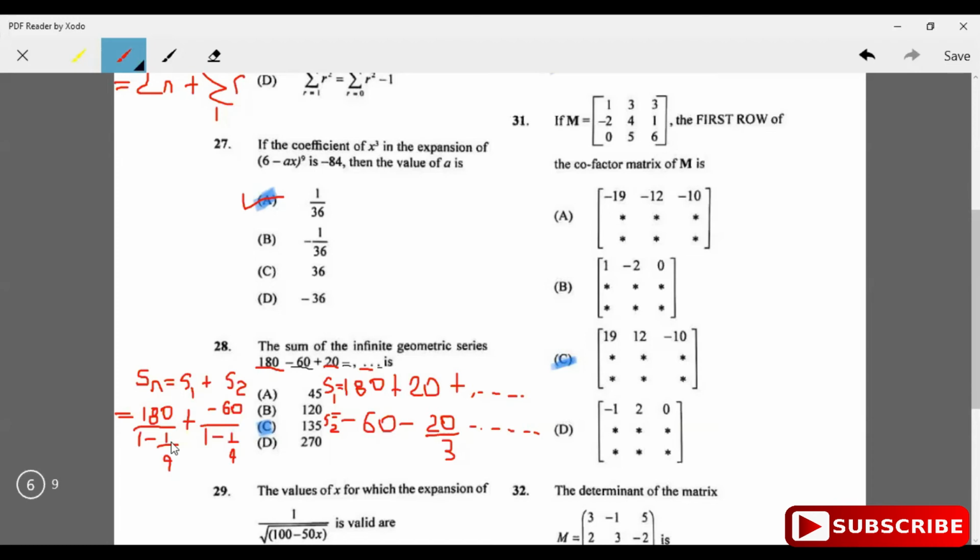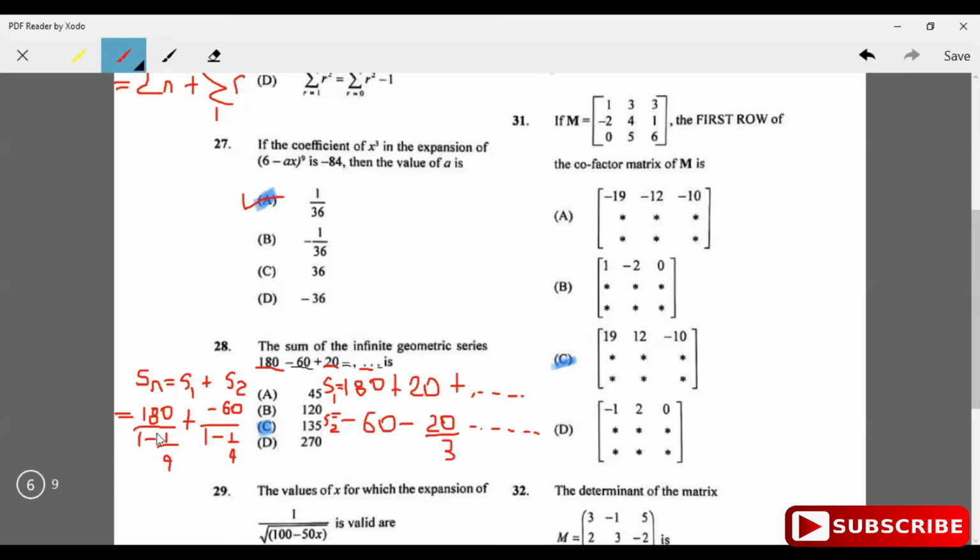All right, so I was asked about the denominator: how do I get these 1 over 9? 1 over 9 is the common ratio for each of them. So 20 divided by 180 is 1 over 9. That's how I get the first 1 over 9. The second 1 over 9 is 20 over 3 divided by 60, which is also 1 over 9. So the common ratio for both of them is 1 over 9.